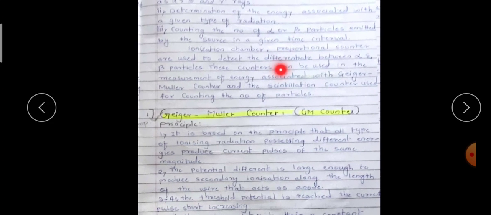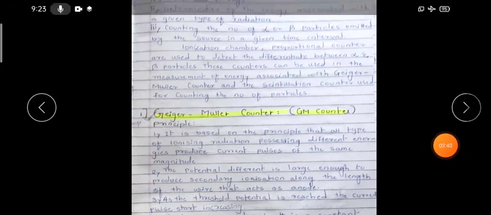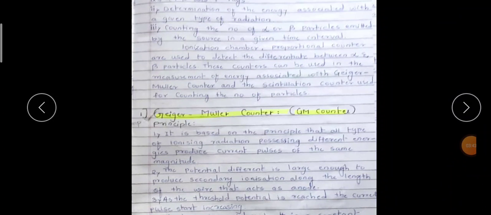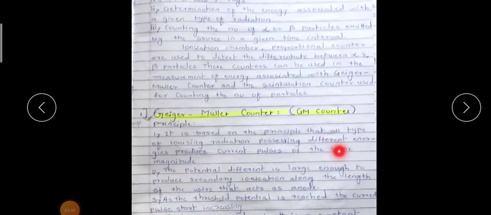What is there in the principle? It is based on the principle that ionizing radiation possessing different energies produces current pulses of the same magnitude. That is the main postulate of the Geiger-Müller counter: whatever the ionizing radiation is, having different energies, it will produce current pulses, and the current signal will be of the same magnitude.